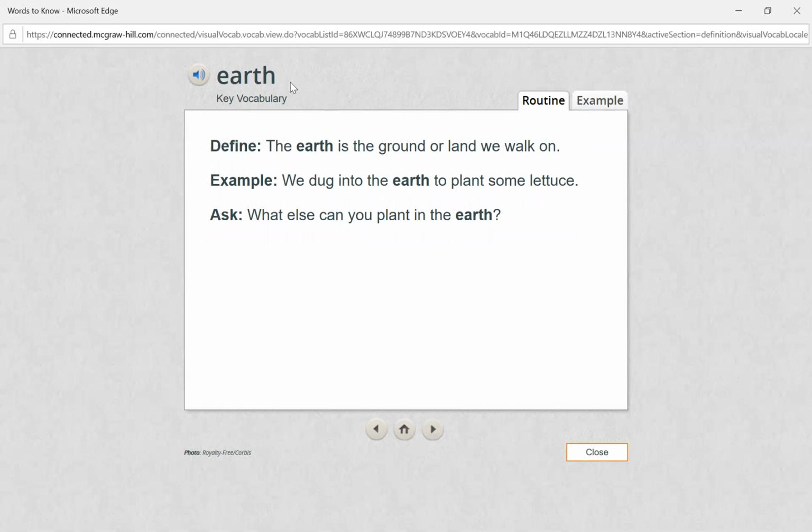All right, we all should know this word. This word is earth. Let's listen to the definition.